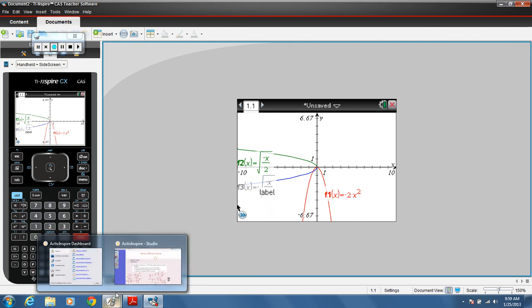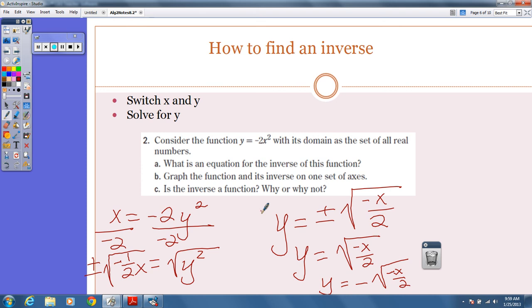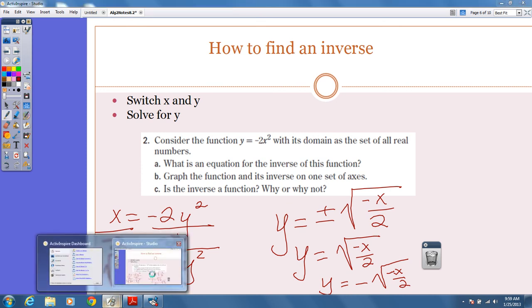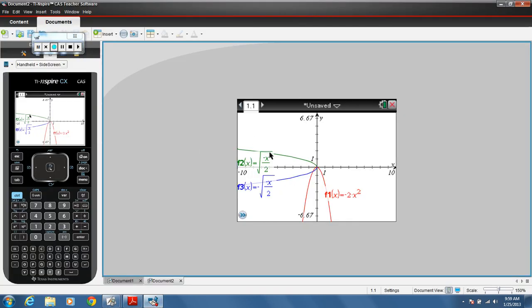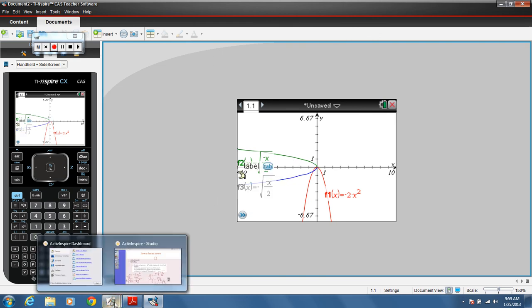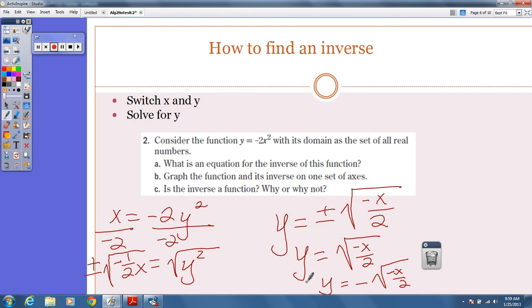Okay, the question then was, is the inverse a function, why or why not? What do you guys remember about functions? Is a sideways parabola a function? And your answer should be no. It fails the vertical line test for one, and there could be two outputs when you plug something in because there are two separate equations here. When I plug x in, I have to do it this way and that way. So it is not a function, but that's okay. It's still its inverse. Okay?